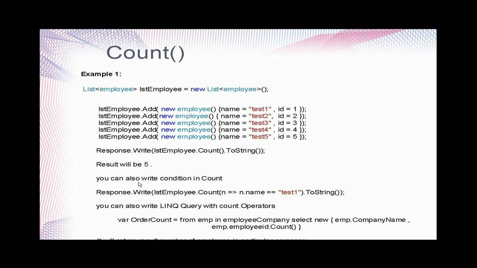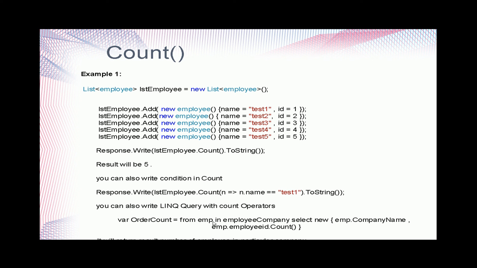If you want to write conditions, you can write them here in the Count method. It means if you want to find out the employees with the name test1, it will count the number of employees with the name test1. You can also write a LINQ query with the Count operator. If you have employee and company tables, and you want to find out the number of employees in a particular company, then you can write the LINQ query here.